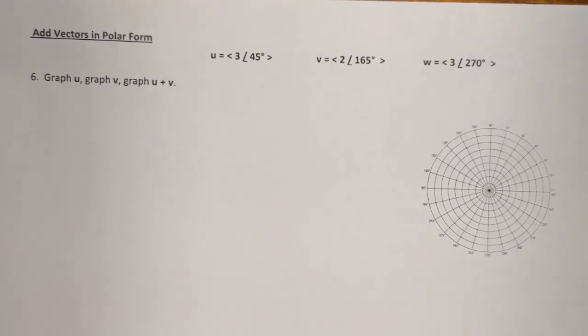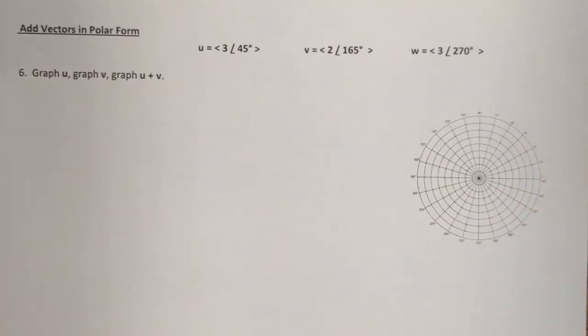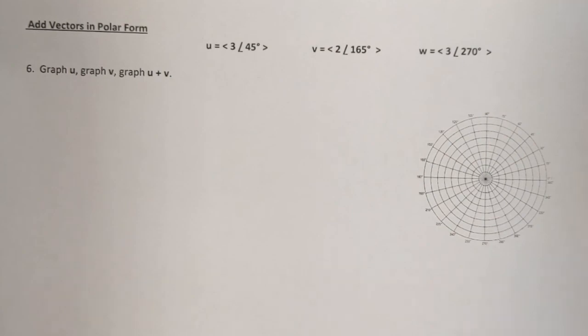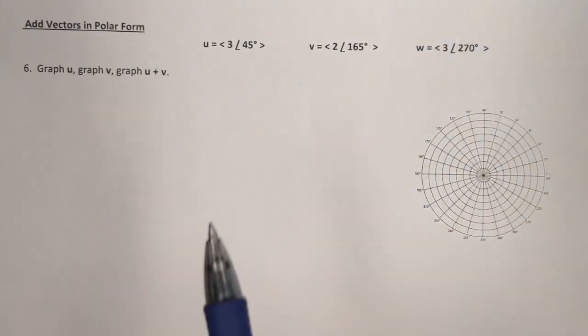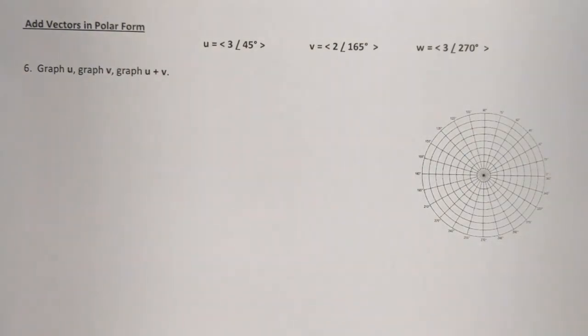Okay, now as fun as all of that was, it was really just a warm-up to what's going to be easily the hardest question on your upcoming quiz. And I think the hardest type of question in this whole unit. How do we add two polar vectors together?